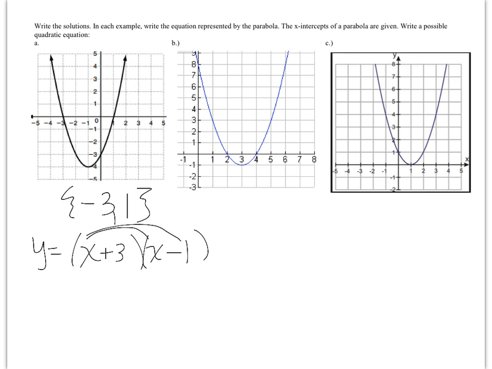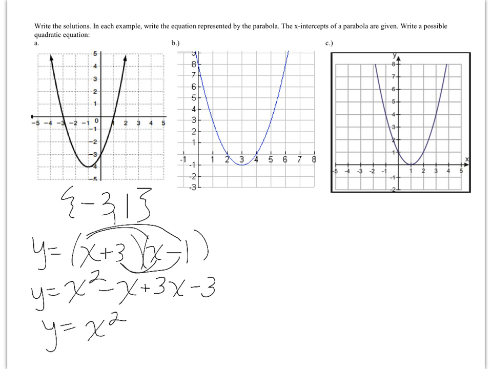So we're going to do x times x is x squared. So I'm going to get y equals x squared. And then x times negative 1 is negative x. And then 3 times x is 3x. And then 3 times negative 1 is negative 3. And then you're going to get y equals x squared. Combine those middle terms. That's going to give you positive 2x minus 3. And this is a quadratic equation that will result in those two zeros.